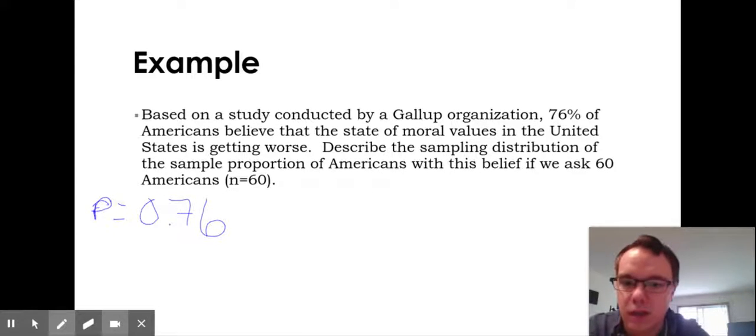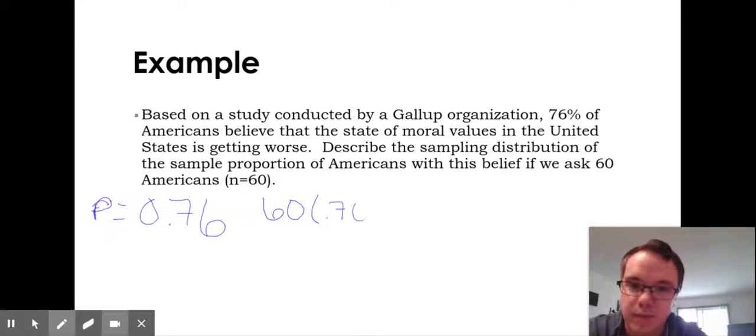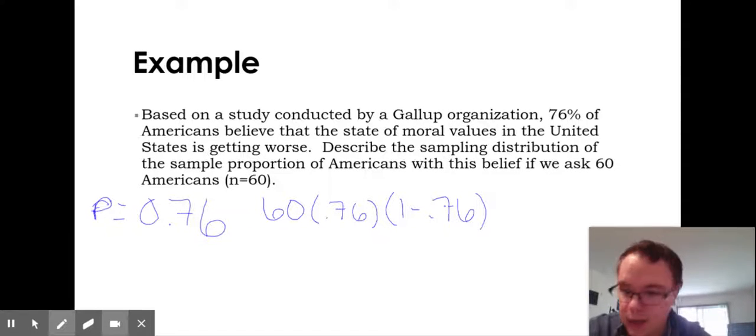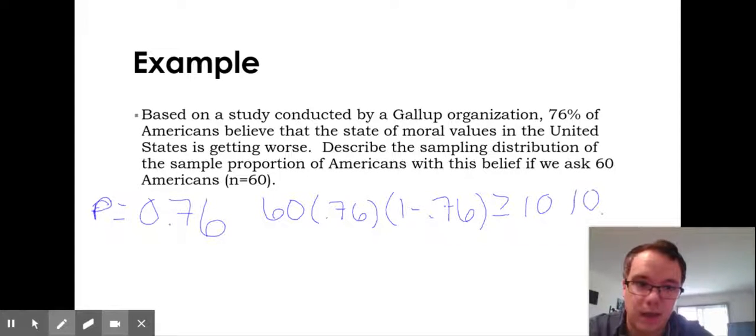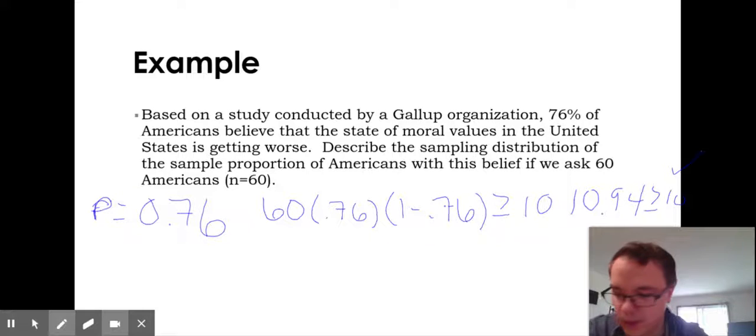So to find if it's approximately normal, we're going to take our n, which is 60, times our P, which is 0.76, times our 1 minus P, so 1 minus 0.76, or 0.24. Sorry, I said 7.6 earlier. And make sure that's greater than or equal to 10. And what we get is 10.94, which is greater than 10. So that is true. So it is normal.